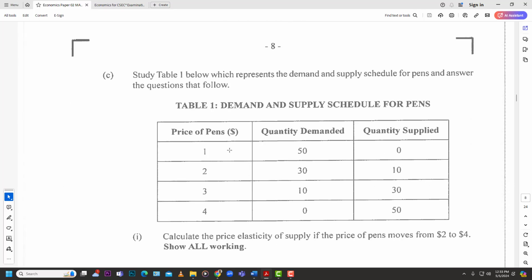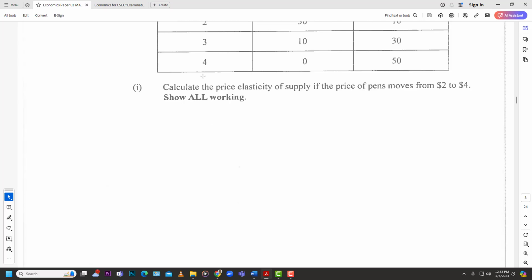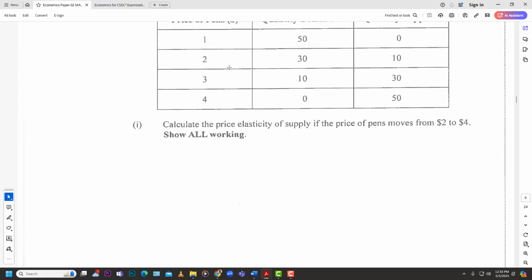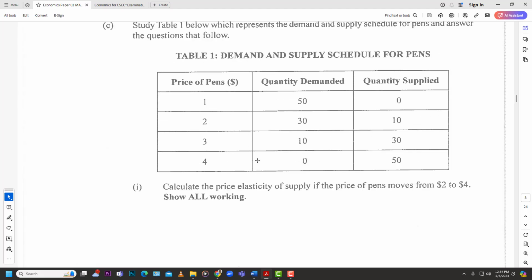Okay, now C. Study table 1 below, which represents a demand and supply schedule for pens, and answer the questions that follow. So they are saying calculate the price elasticity of supply if the price of pens moves from $2 to $4. Show all working. So the price moved from 2 to 4. So at $2, the quantity supplied was 10, and at $4 the quantity supplied was 50.